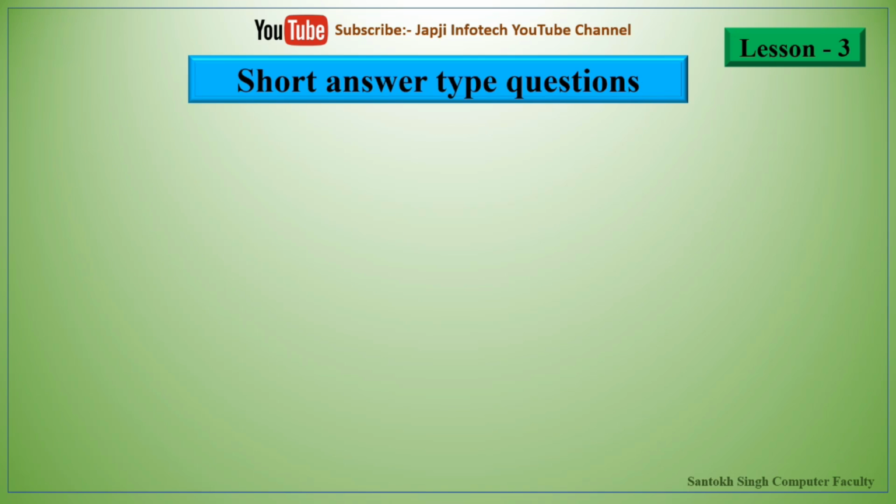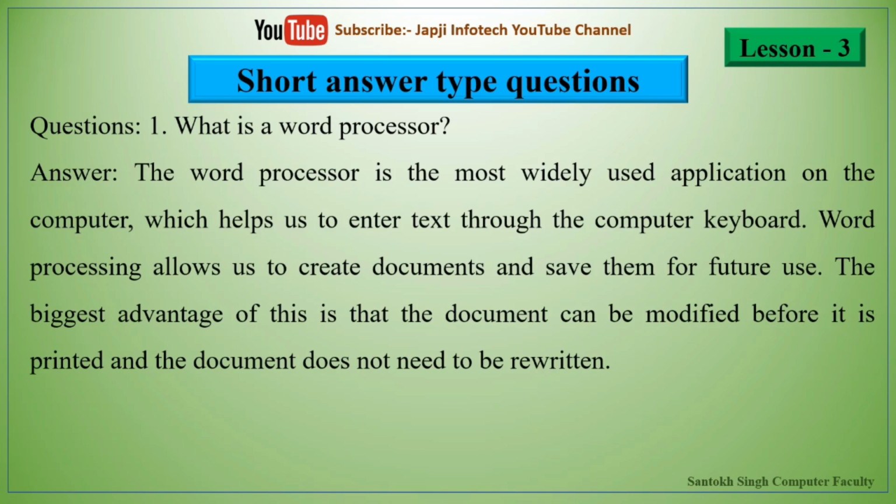So now we will learn about short answer type questions. Our first question is, what is a word processor? The word processor is the most widely used application on the computer which helps us to enter text through the computer keyboard. Word processing allows us to create documents and save them for future use. The biggest advantage of this is that the document can be modified before it is printed and the document does not need to be rewritten.